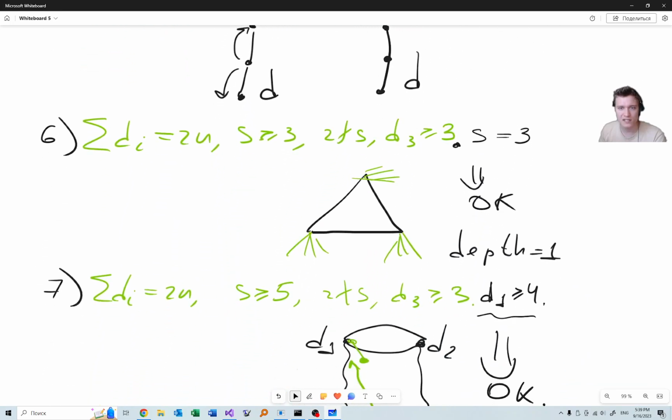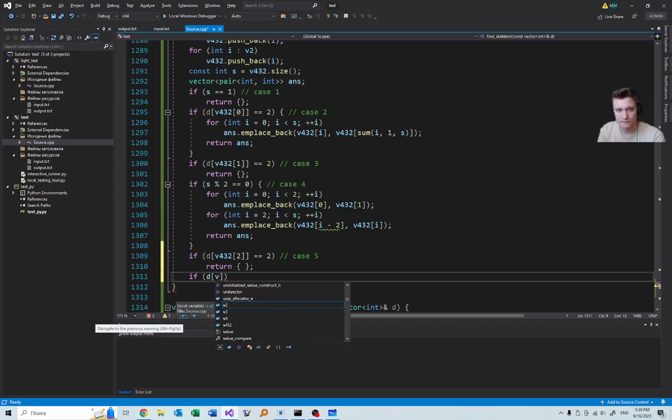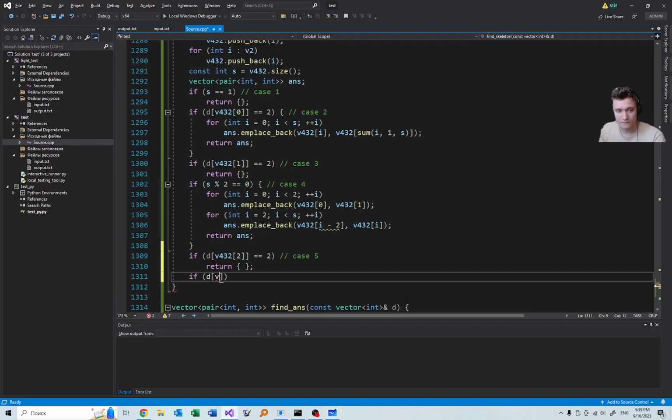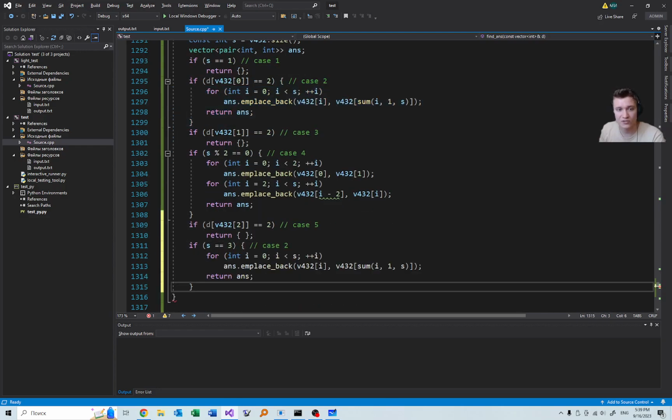Next case is this one, s equals 3. In this case, the skeleton is just a triangle. Sorry, s equals 3. This case, I can actually copy paste this code because it is totally the same.